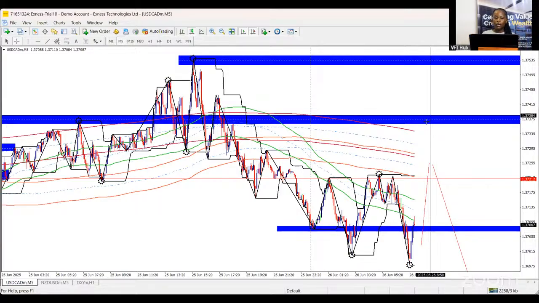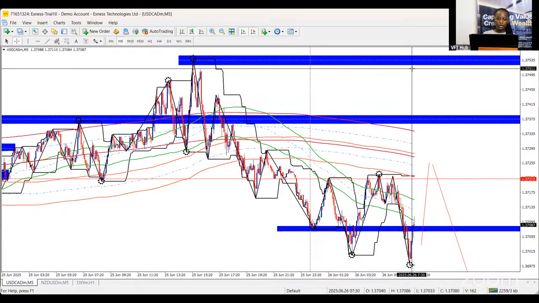But if all of these zones get violated to the upside, it starts to give us signs that maybe we're about to see a different move. Price is fractal, so if the lower time frame starts to create structures in the opposite direction and continuously does that, it's only a matter of time before the higher time frames catch up. I believe that's clear, sir.